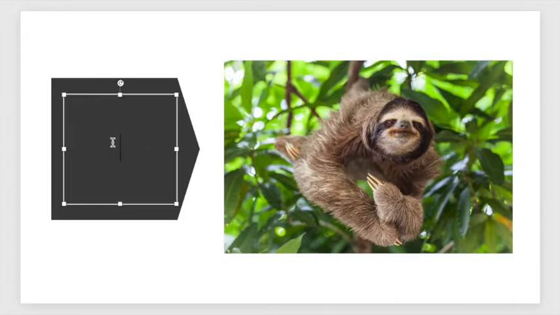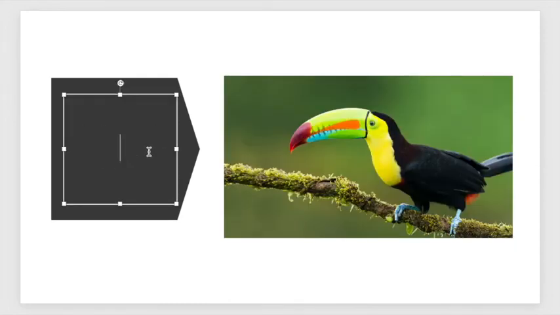What is this animal called? A sloth. Can you say that? Sloth. S-L-O-T-H. Sloth. This animal is a type of bird. It's called a toucan. Repeat after me. Toucan. T-O-U-C-A-N. Toucan.